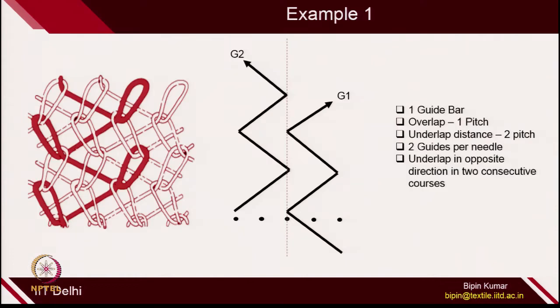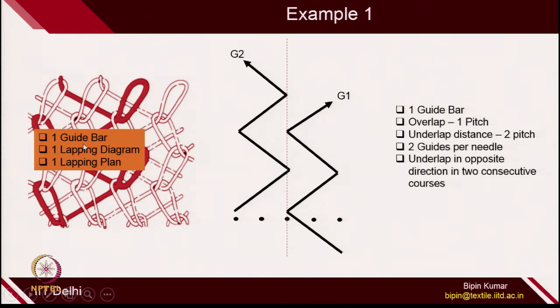There are some examples where the fabrics look so complicated in terms of design, but you can express the fabric by some digits or a lapping diagram, and that will be more than sufficient. If you see this fabric, you can clearly see there is just one movement of guide bar. So it is a one guide bar fabric, and we need one lapping diagram and one lapping plan, so 4 digit numbers.